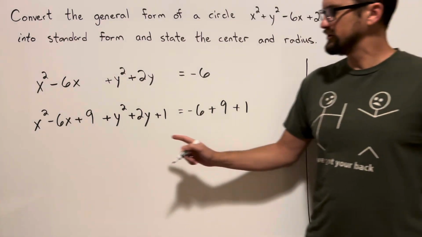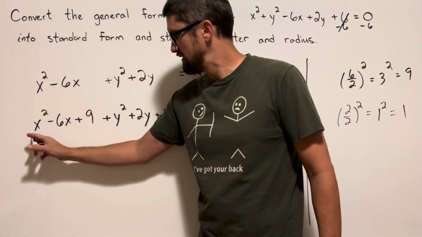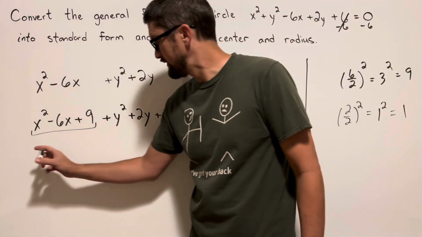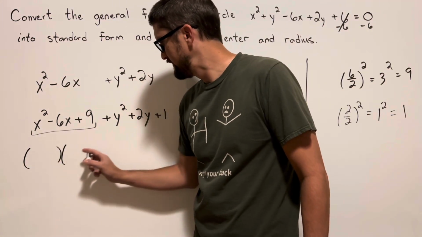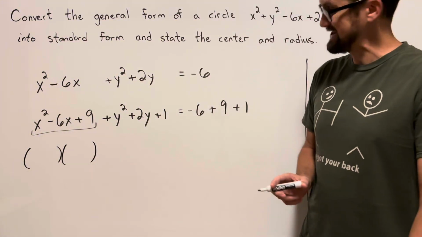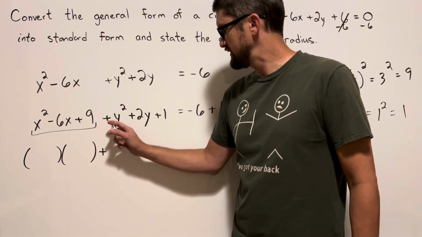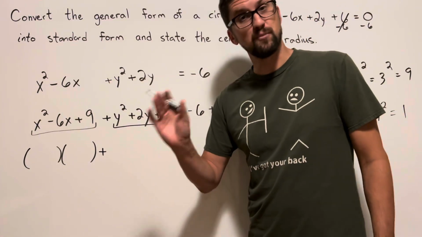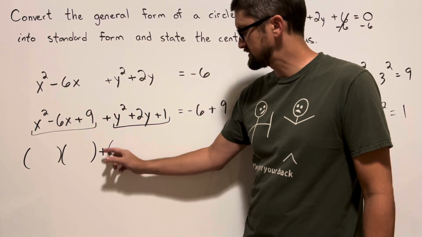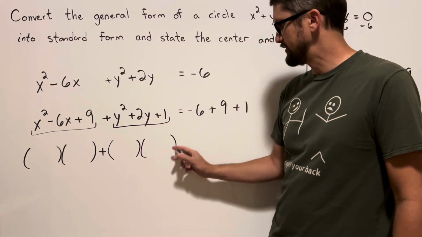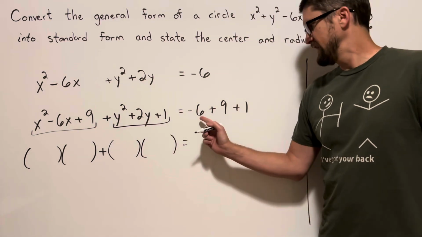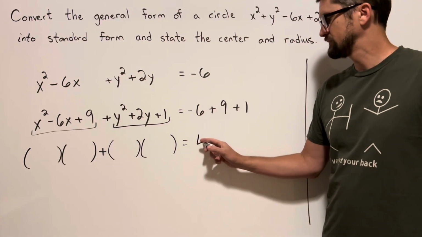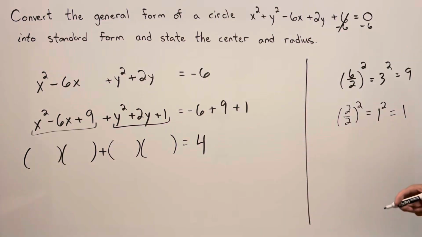All right, so what happened here is that this now is a perfect square trinomial. You can factor that into 2 binomials. You can do the same thing with the 3 terms here. That's also a perfect square trinomial. That's going to factor into 2 binomials. And on the right-hand side, negative 6 plus 9 is 3. 3 plus 1 is 4. So the right-hand side is 4.